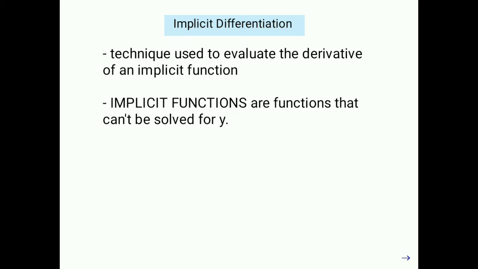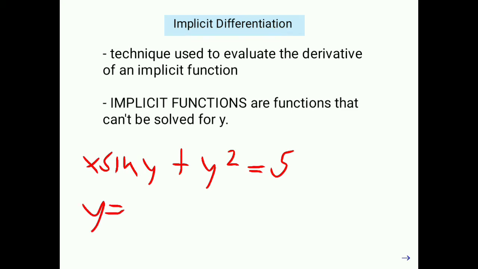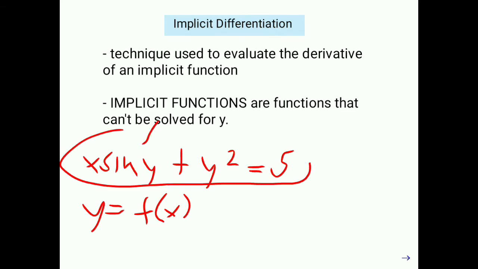Implicit differentiation is a technique used to evaluate the derivative of an implicit function. Implicit functions are functions that can't be solved for y. An example of this is x sine of y plus y squared is equal to 5. So implicit functions are those kinds of functions na hindi natin kayang i-isolate yung y. Hindi natin ma-evaluate siya as y is equal to some function of x, 'di ba? Kasi there's no way na ma-simplify natin to in terms of y lang. Hindi natin ma-isolate yung y lang.